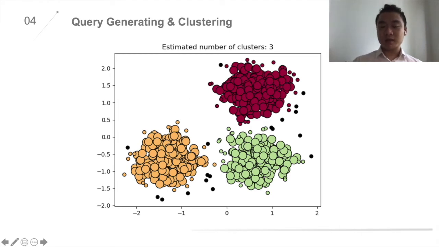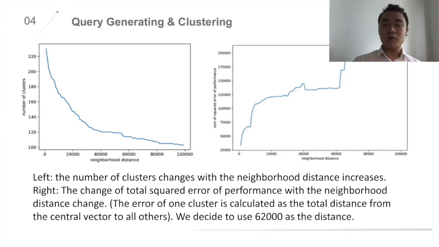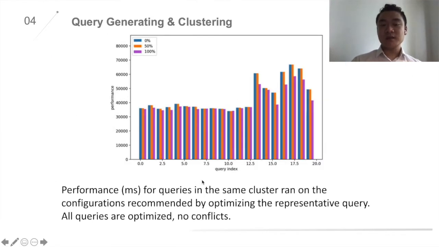In our query clustering context, imagine each point as one query, and we are going to put queries that are similar to each other in one cluster, and we select one representative query from each cluster to represent all the similar queries, and we optimize targeting the one query to give suggestions for configurations for other queries. And this is how we selected the parameters for the algorithm. We'll save the discussion. And this is the result.